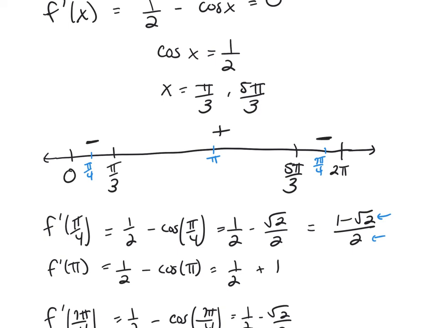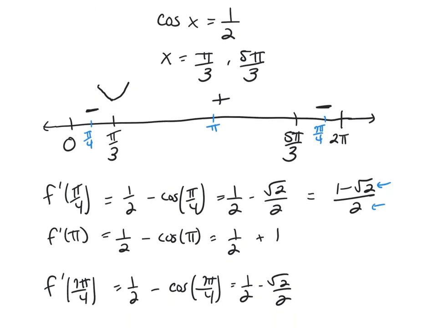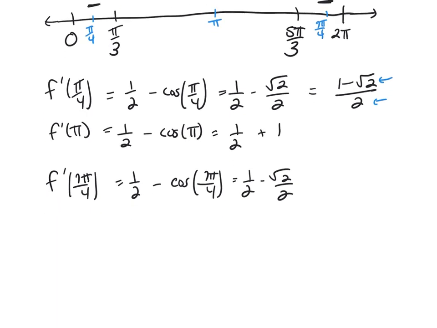So now I want to decide what are my relative extrema. So think about it in terms of your chart. Here my function was decreasing, and then it switched to increasing. So what kind of extrema do I have there? I have a minimum at pi over 3. So we have a relative minimum at x equals pi over 3.